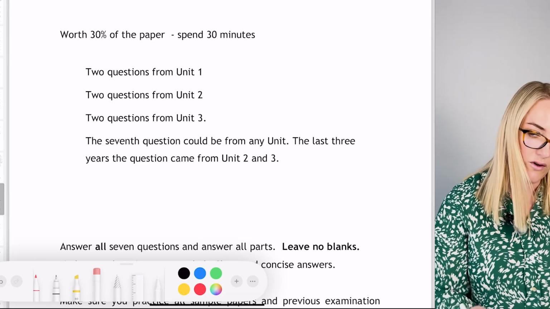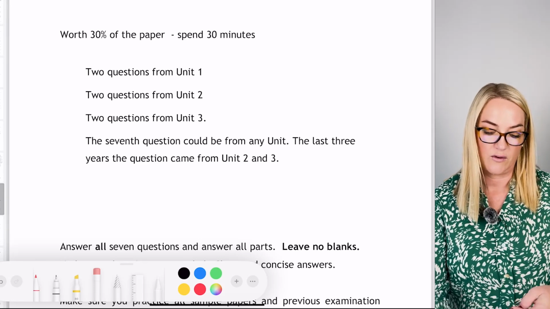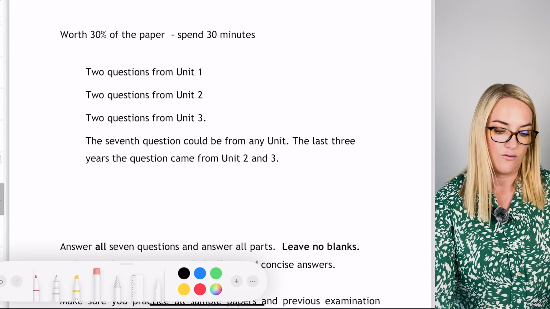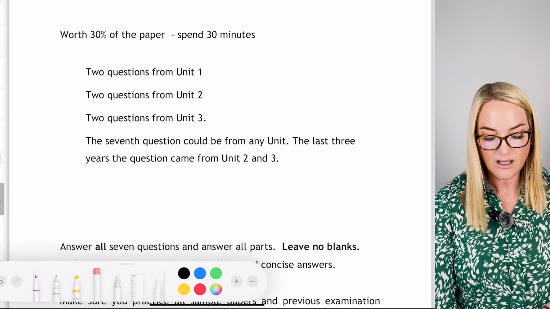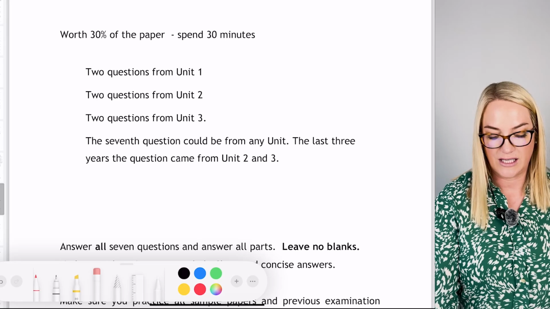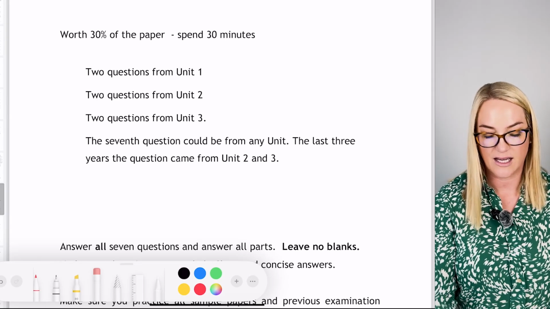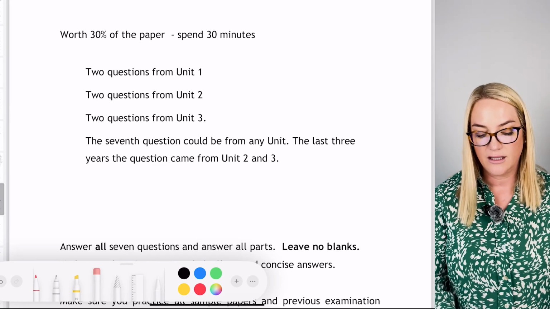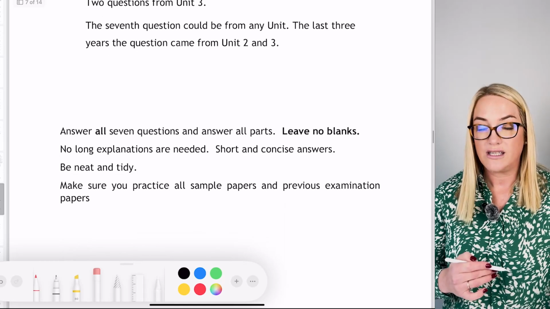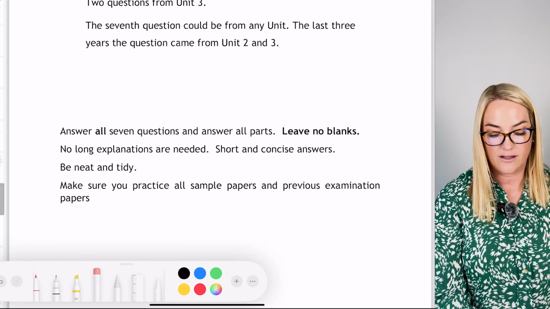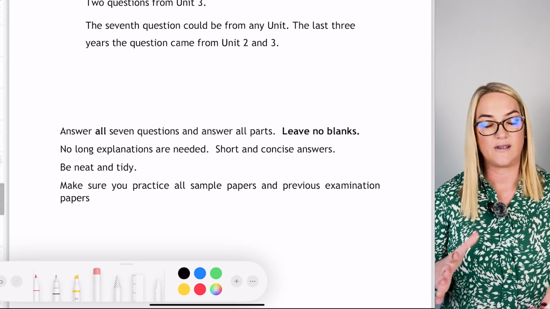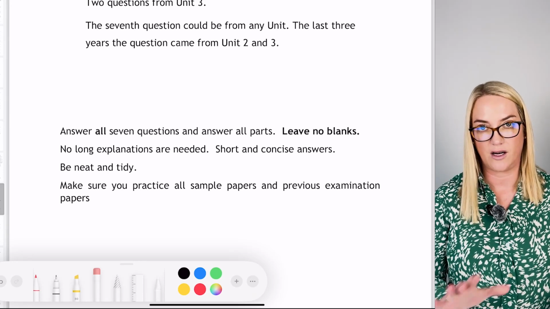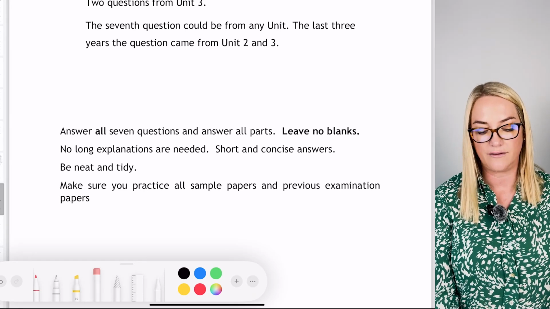We know food and biomolecules is going to be from Unit 1. Ecology will be in there from Unit 1, or this year it was scientific method. Unit 2 is all your genetics, respiration, photosynthesis, and then anything from Unit 3. If you can, I would strongly advise you to answer all 7 questions, or 6, but your best 5 are picked. I would leave no blanks.